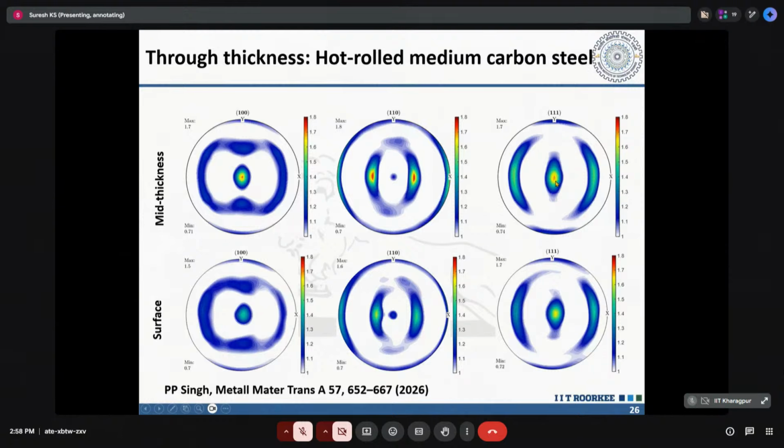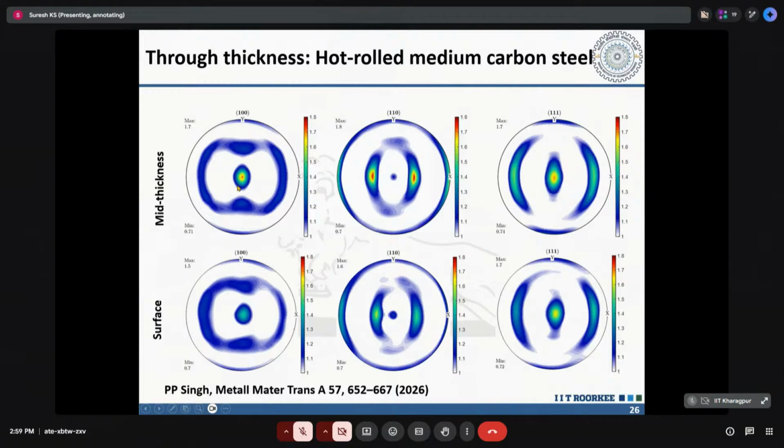Now what about the directions? Here the x-axis, the horizontal axis, indicates the rolling direction, and the y-axis indicates the transverse direction. As you can see, along the x-axis, that is the rolling direction, on the 110 pole figure you will see a stronger intensity, which indicates that there are more grains who have their 110 direction parallel to the rolling direction and so on.